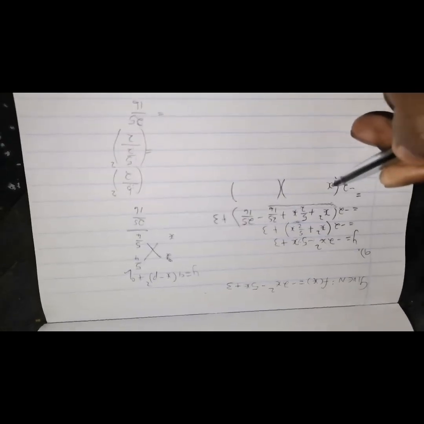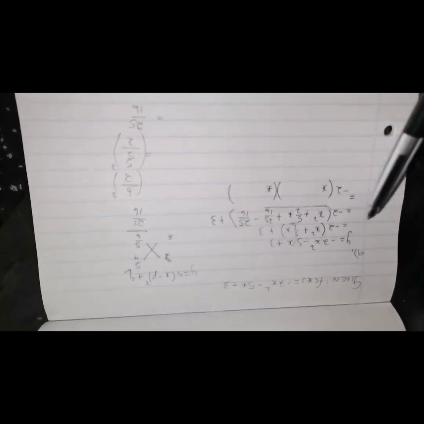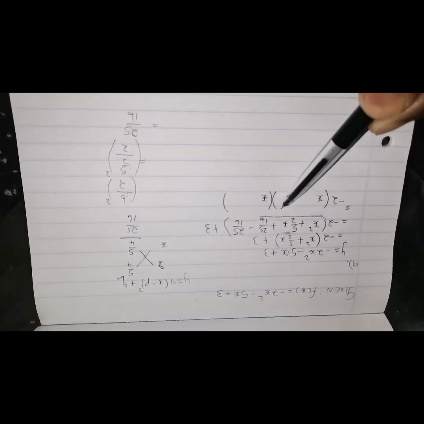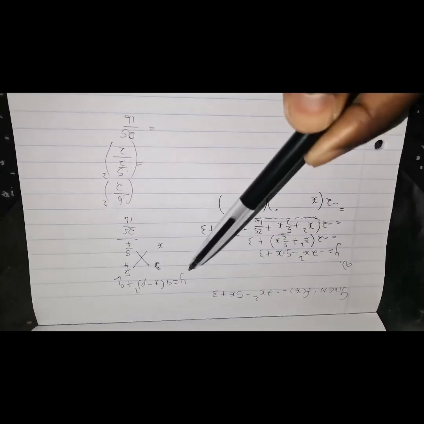Factors of x squared is x and x. Now, which numbers, when I multiply them, are going to give me 25 over 16? When I multiply them, it's 5 over 4. Yes, it's 5 over 4 and 5 over 4. Then when I add those two numbers, they give me 5 over 2. We already did it, guys.